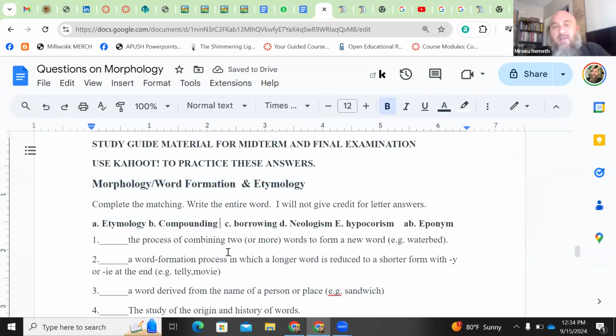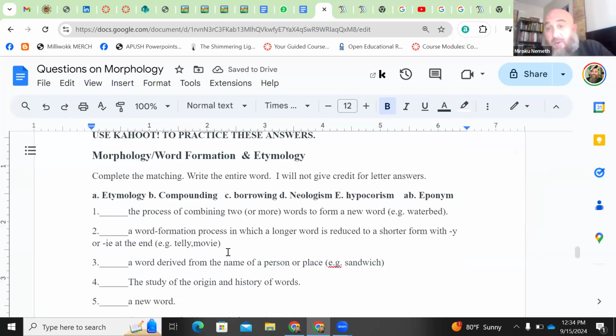So the process of combining two or more words to form a new word. This is compounding. Some of this is stuff that you're teaching as elementary school teachers, and we all do in languages. So you combine two, waterbed. That's compounding. Now it could be a neologism if it's a new compounding, right? Neologism: neo is new, logos is word in Greek. So combining two or more words to form a new word, that's waterbed.